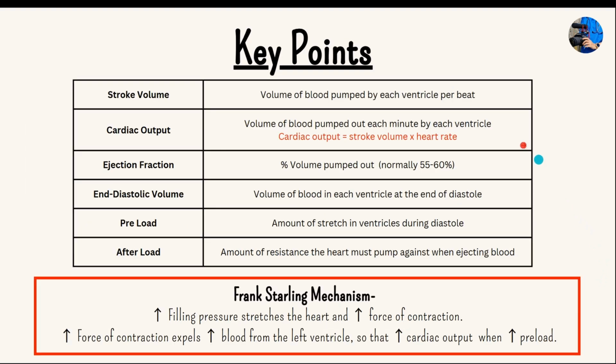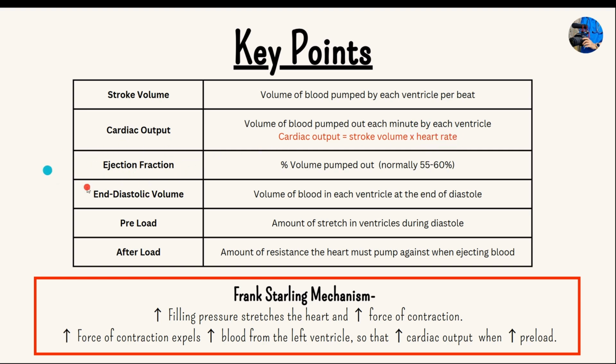So, these are your other key points in regards to the cardiac cycle. Again, I know this is an ECG series, but these are quite important concepts, and I quite like putting summaries together, so I put this together as well. So remember, your stroke volume is the volume of blood that's pumped by each ventricle per beat. Your cardiac output is the volume of blood pumped out each minute by each ventricle. So that's your stroke volume times your heart rate. We're going to be talking a lot more about heart rate in your later parts.